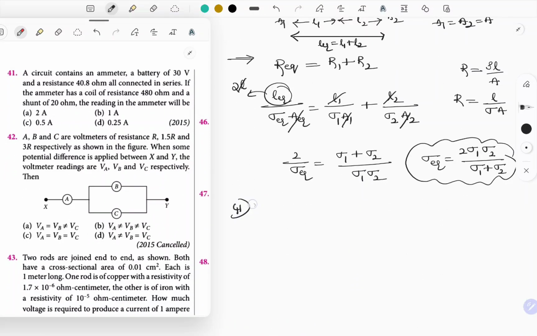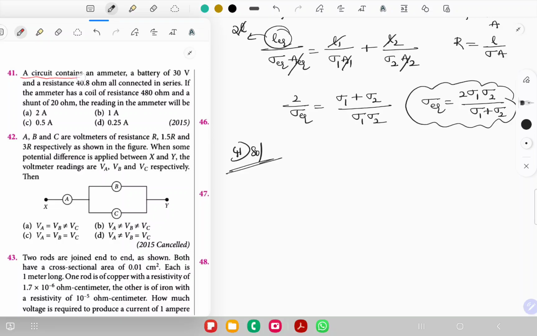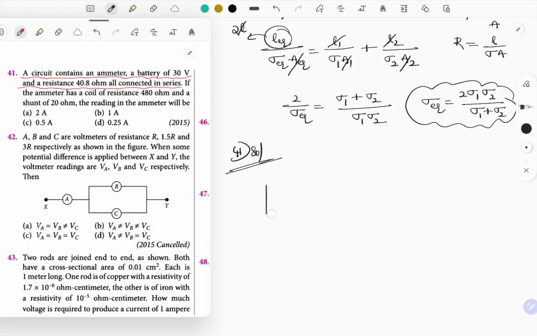Question number 41. A circuit contains an ammeter, a battery of 30 volts and a resistance 40.8 ohms. All are connected in series. Okay, so let's draw that circuit. So one is a resistance and then ammeter. All of them are connected in series. Okay. So what's the value of the resistance they have given? That is 40.8 ohm.